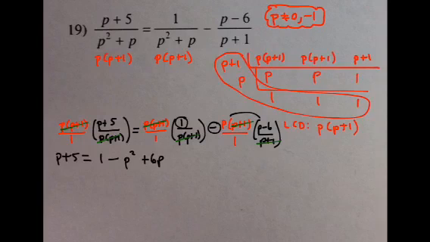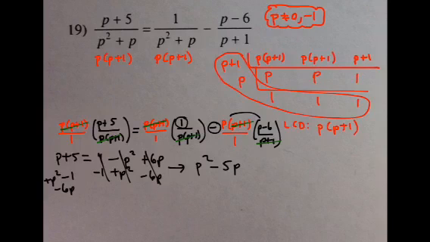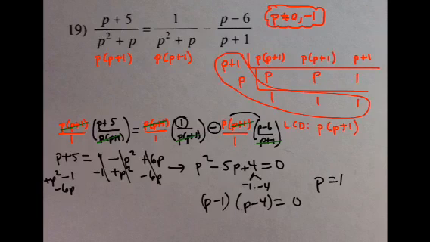Okay? I'm going to move everything to the left. Okay, so gone, gone, gone. So I've got p squared. p minus 6p is negative 5p. 5 minus 1 is 4 equals 0. So plus 4. So factors of 4 that add up to negative 5 are negative 1 and negative 4. So I'm going to put p minus 1, p minus 4, and so p equals 1 and 4. And those are fine because the excluded value is negative 1. So positive 1 is fine.